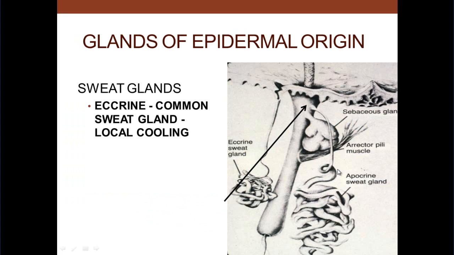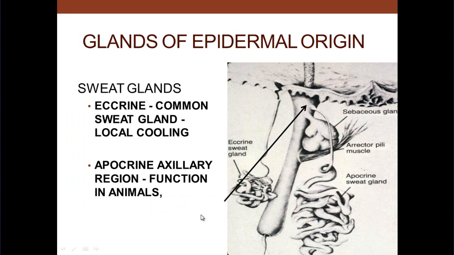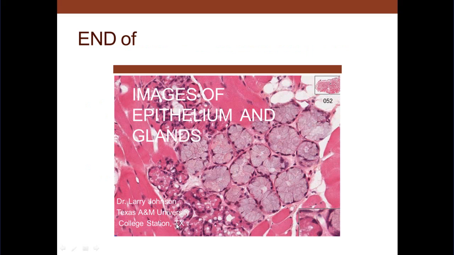And here we can see a drawing of those things where the apocrine sweat gland is discharging up through here in the hair follicle like the sebaceous gland, as opposed to the eccrine sweat gland which discharges on the skin surface itself. And so this is the end of the images of epithelium and glands.